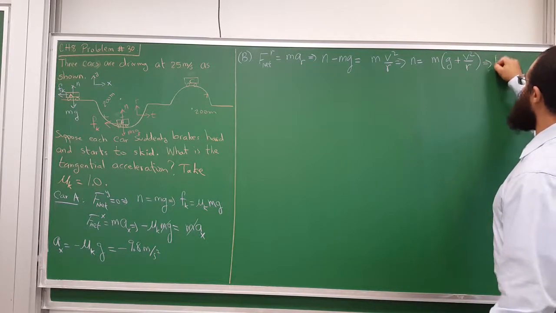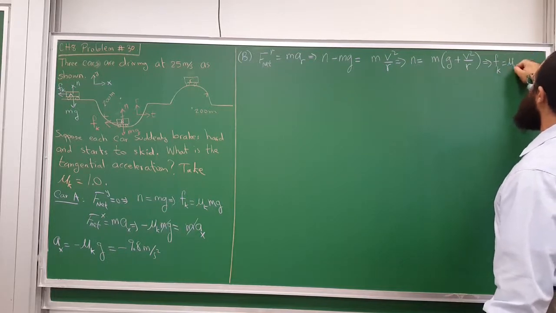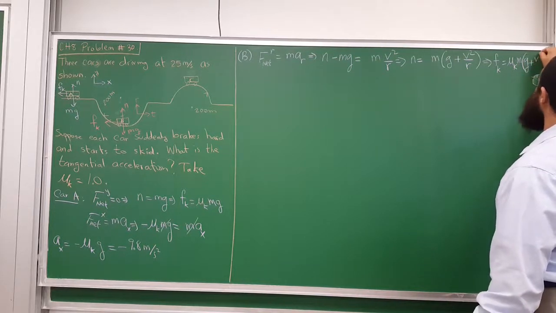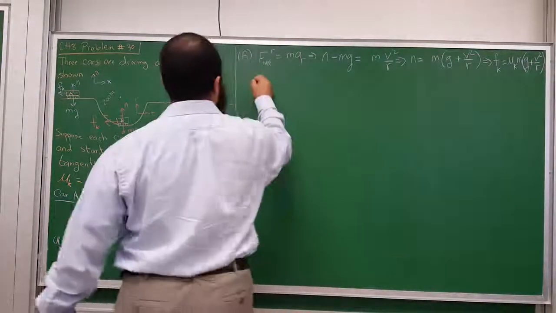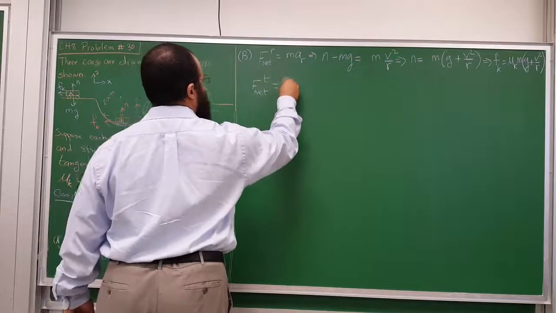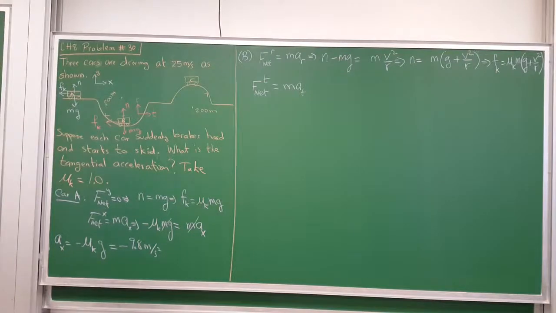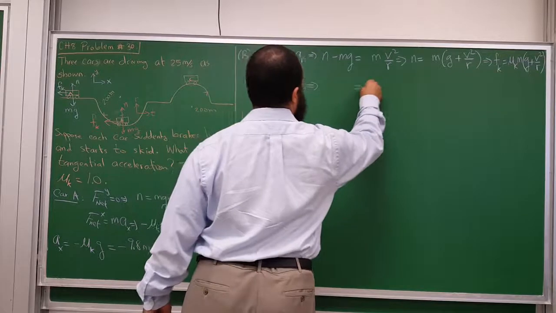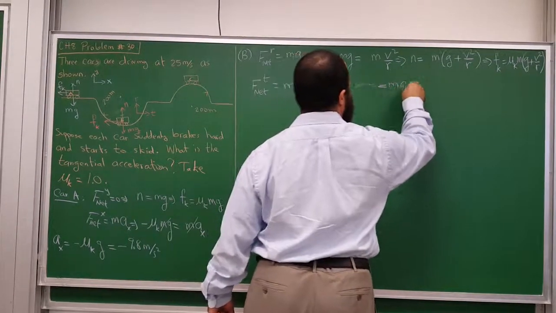That means the force of kinetic friction, which is equal to mu k times the normal force, so that's mu k times m times g plus v squared over r. Okay, that's my force of friction. And then we'll say the net force in the tangential direction will equal the mass times the acceleration in the tangential direction. On the right side, it's the mass times the acceleration in the tangential direction.